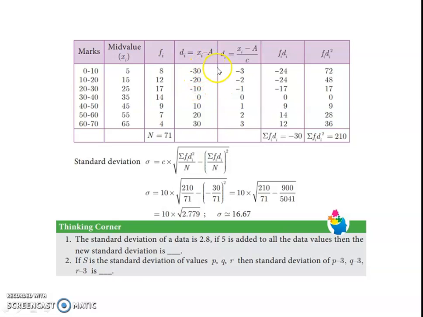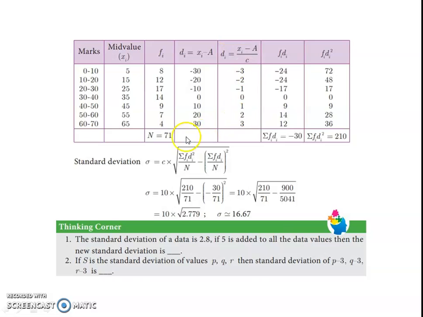Now di, we have to take the assumed mean. What do you think is the assumed mean? Yes, obviously 35 is the assumed mean. 5 minus 35 is minus 30. 15 minus 35 is minus 20. 25 minus 35 is minus 10. 35 minus 35 is 0. 45 minus 35 is 10. 55 minus 35 is 20. 65 minus 35 is 30.